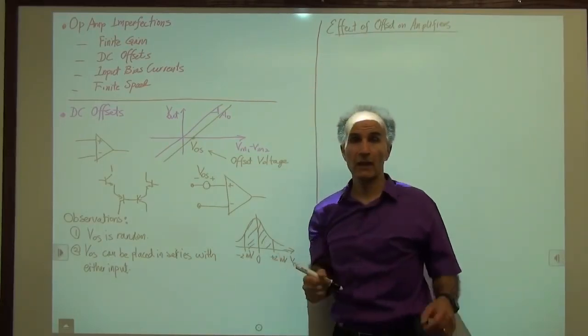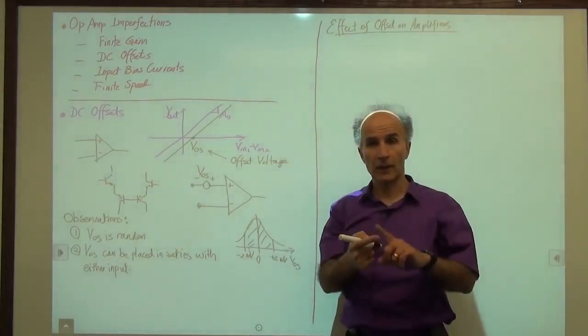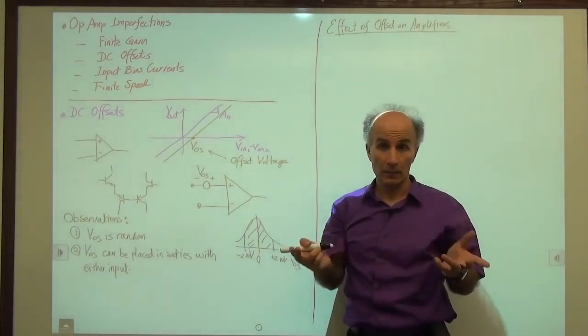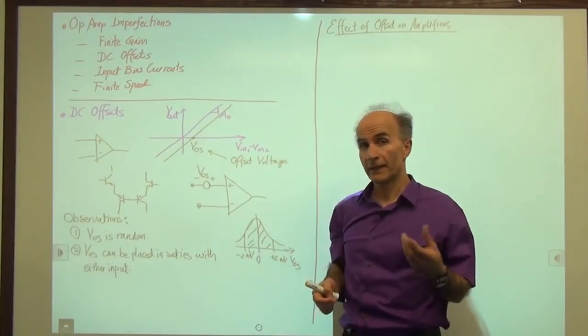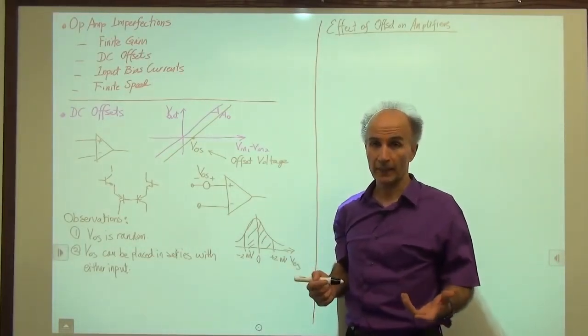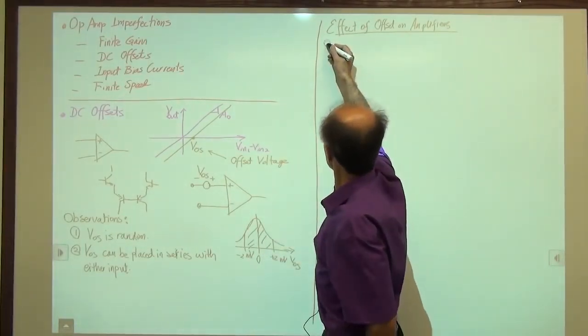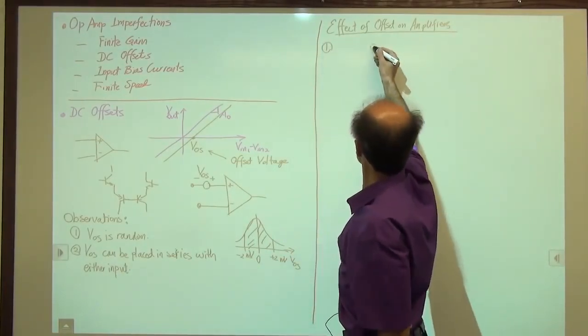All right, so we had a non-inverting amplifier, an inverting amplifier, a buffer, all these things. So we can go ahead and assume that the op-amp has an offset voltage and then see what happens. All right, so let's start with the inverting amplifier.